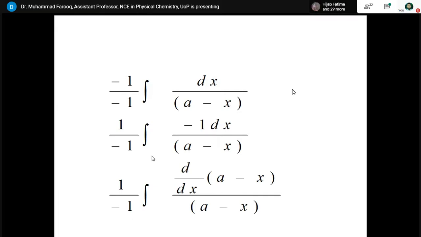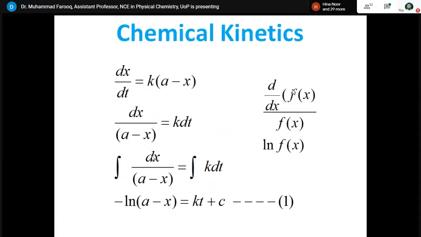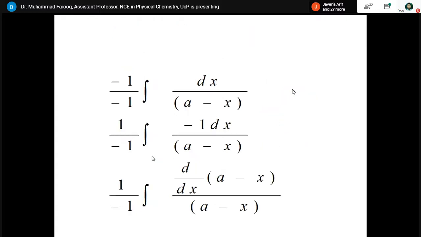Now, a minus x is a function, and you can see its derivative is there in the numerator. So what I did, I took log of a minus x. This is the rule: if we have f of x as the function in the denominator and its derivative is present in the numerator, we go directly for the log of f of x. From where did we get the minus? Because of 1 over minus 1, that's why we multiplied by minus 1. Now is it clear or not?